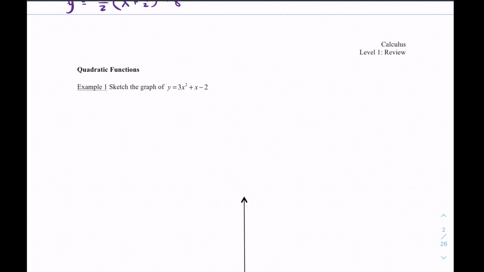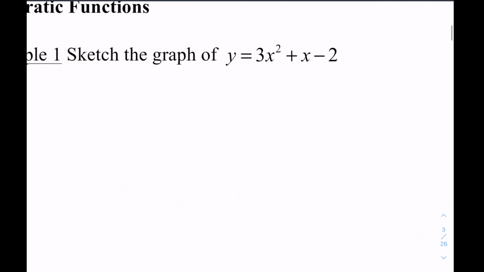Where is it opening up? Where is it opening down? So let's just look at this question. It says sketch the graph y equals 3x squared plus x minus 2. So we already know that it opens up, and it opens up because we have a positive value in front of the x squared term.